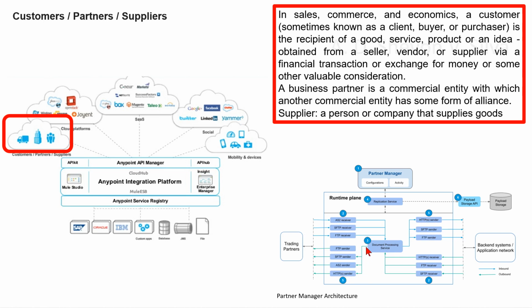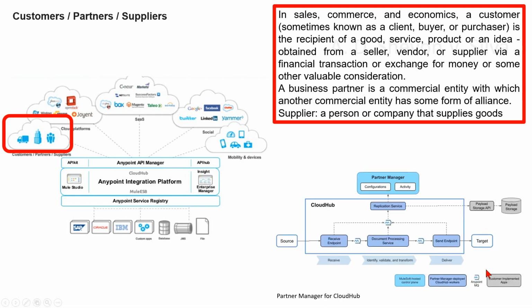You can see the color. And the document processing service is connected to the SFTP sender, AS2 sender, and HTTPS sender as outbound, and the FTP sender, SFTP sender, AS2 sender, and HTTPS sender are connected to trading partners as outbound. And here you can see the document processing service, and here the replication service, and here the payload storage API, and here the payload storage. Here you can see the Partner Manager for CloudHub.